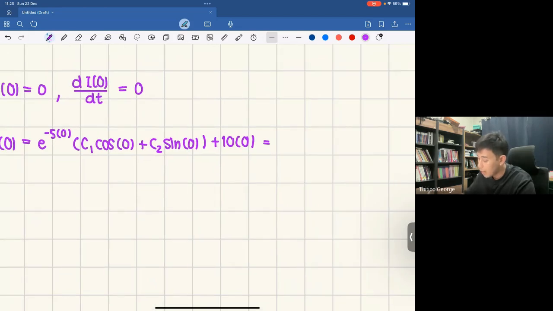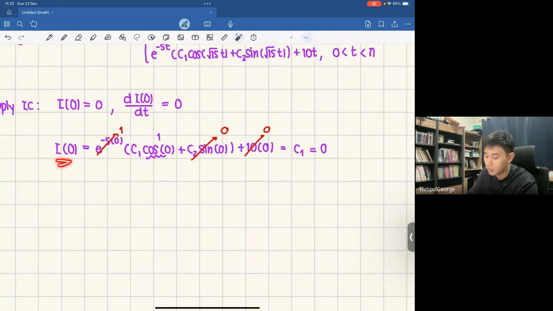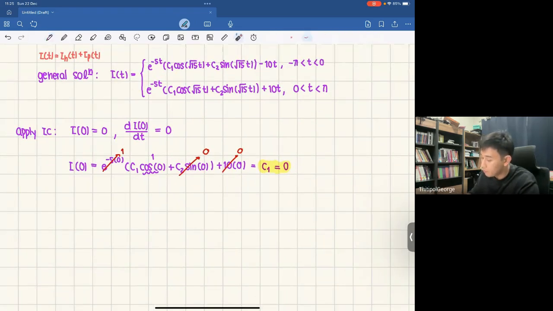You can see that sine of 0 is 0, right? And e to the 0 is 1. Cosine of 0 is 1, so we get only c1, which equals 0 because I(0) is 0. So we get the value of the constant C1. Right now, we can reduce this form, since C1 is 0, so these terms are gone for both intervals.